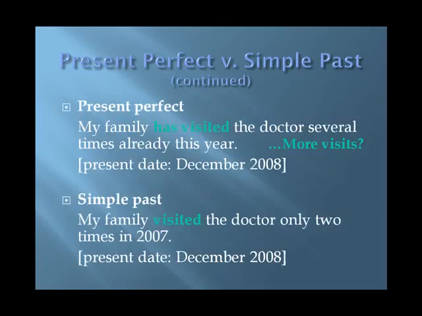Now try again to understand the difference through these two examples. Using the present perfect, my family has visited the doctor several times already this year. This year is 2008. It's not over. And with the simple past, my family visited the doctor only 2 times in 2007. 2007 is a closed period of time.